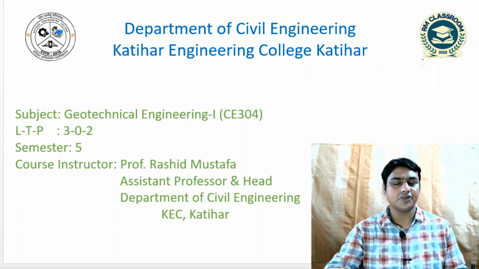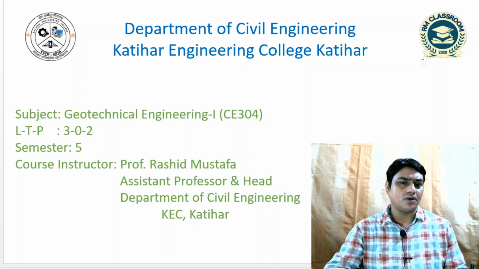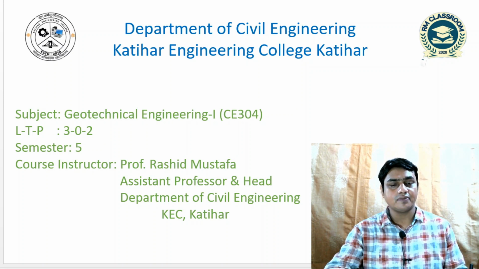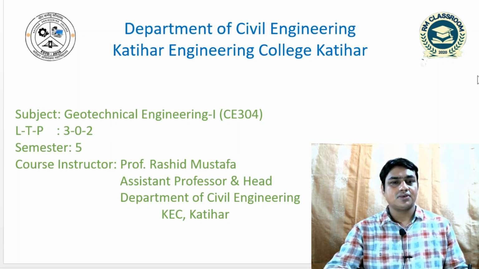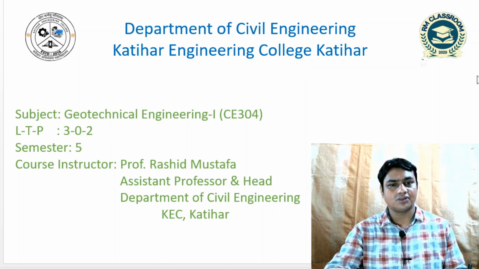In the previous discussion, we have seen some important relationships. The first is the relationship between void ratio and porosity: e is equal to eta by 1 minus eta, or eta is equal to e by 1 plus e. The second relationship I derived is e into S is equal to w into G. The third is the expression of bulk density: gamma b is equal to (G plus eS) by (1 plus e) into gamma w.